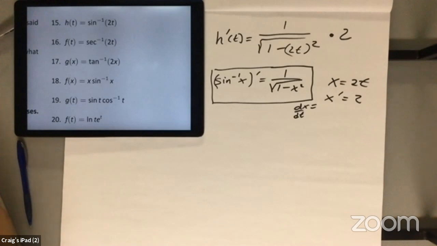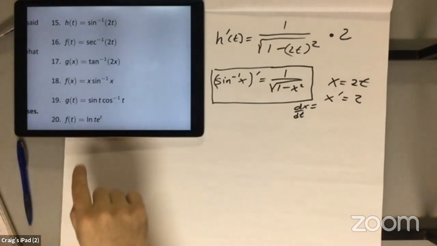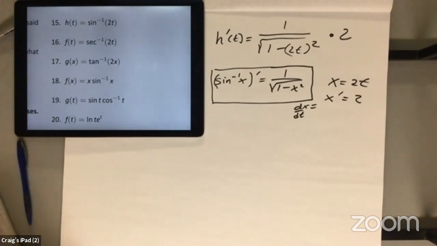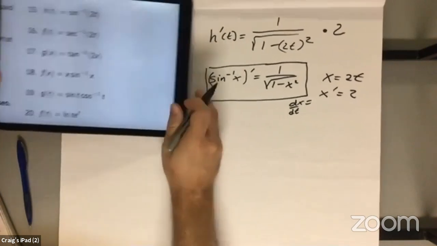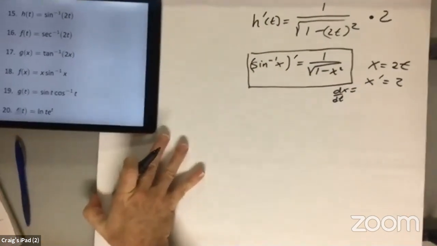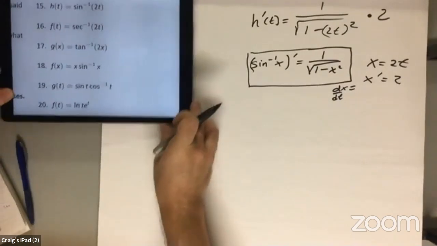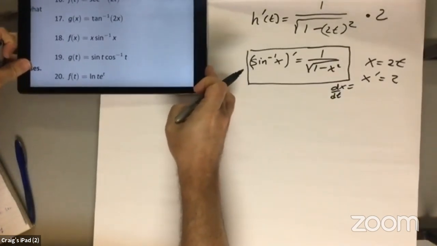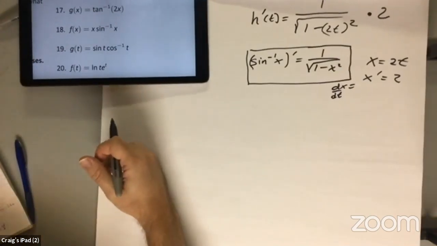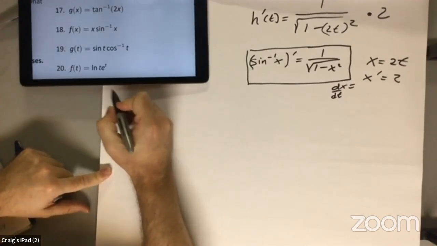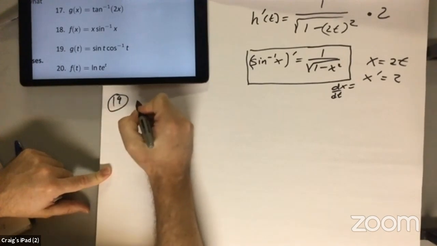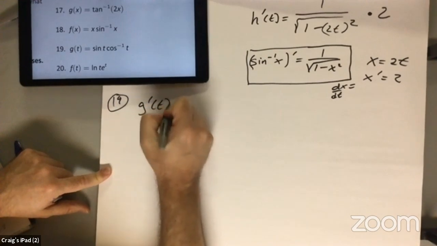Because we're about to do something a little bit more difficult. The next one is number 19. I can just do it right here underneath. So 19 is sine of t times the inverse cosine of t. If I'm going to try to find the derivative of this one, what rule am I going to use? I'm looking for g prime of t here for number 19.